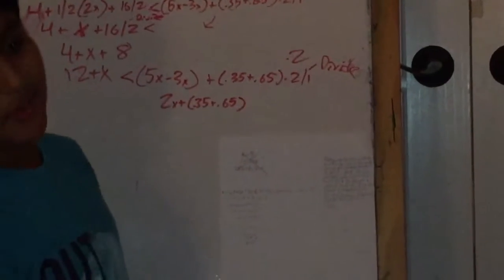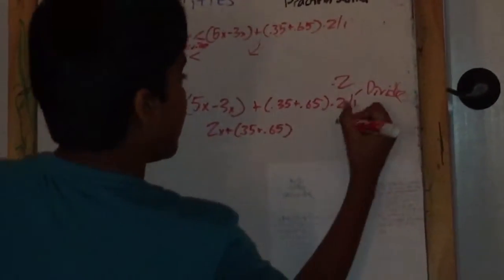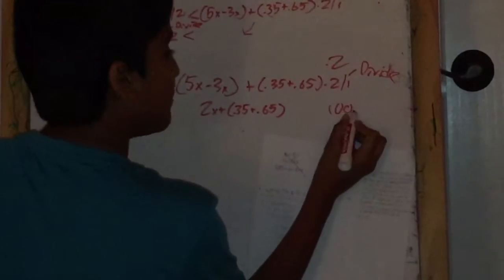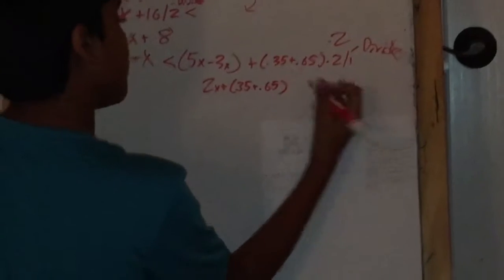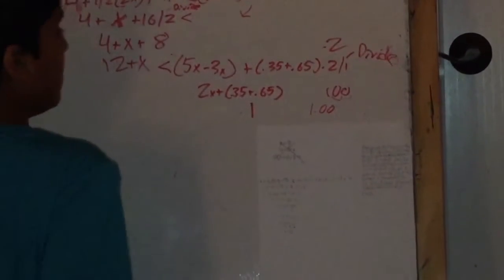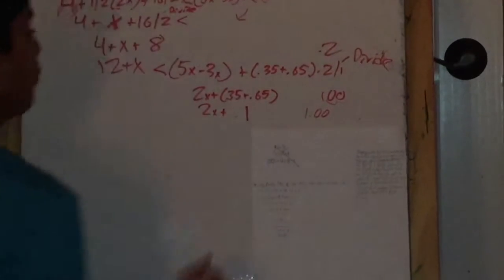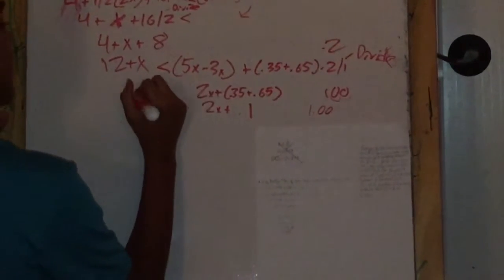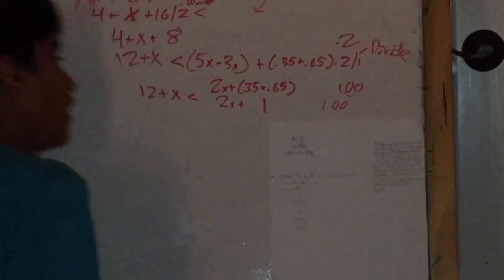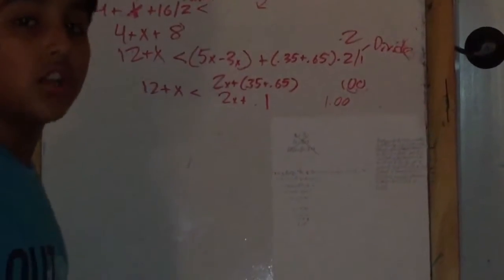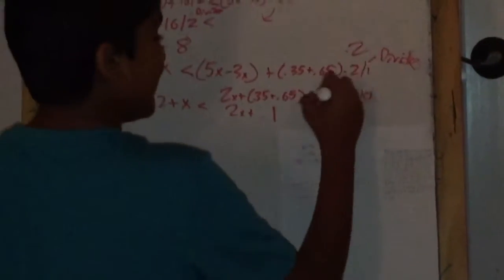Plus 5. What's that? 100. But we got the decimals, so we move it down. 100. Decimal place is here. Move it down by 2. 1.00, also known as 1. So now you got 2x plus 1. So for now, your equation is 12 plus x is less than 2x plus 1, times 2.